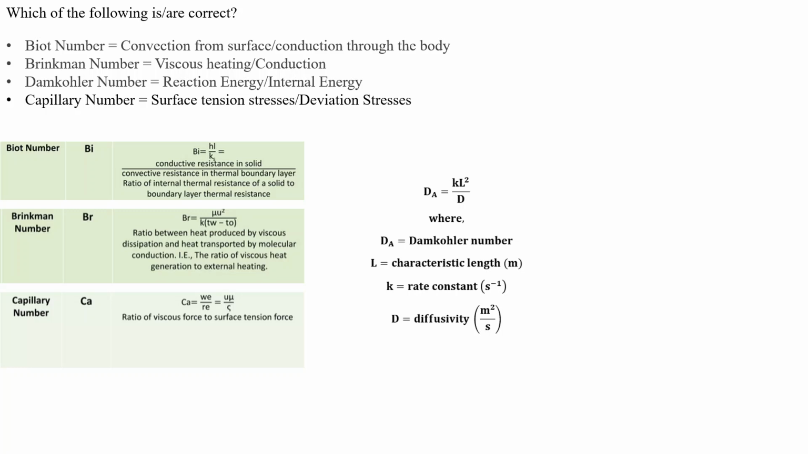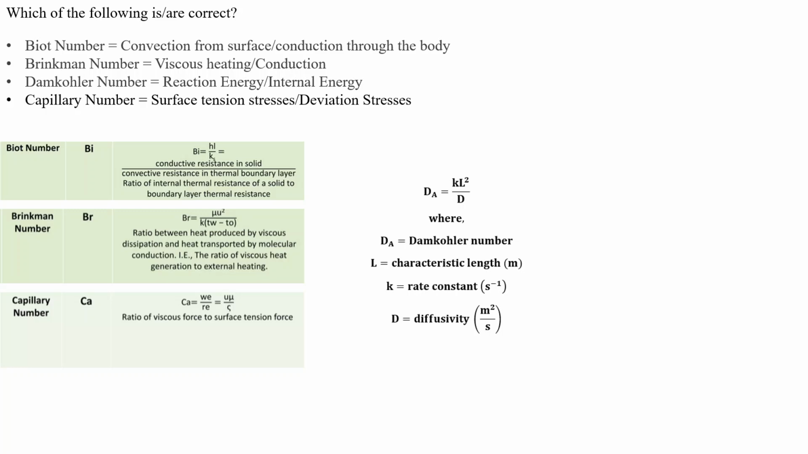Next, we have the Brinkman number, which has been given as viscous heating divided by the conduction. So we have the definition for Brinkman number, that is mu u squared divided by k (Tw minus T0). So it is the ratio between the heat produced by viscous dissipation and heat transported by molecular conduction. The ratio of viscous heat generation to external heating. And exactly that is the definition, and that has been given in the option itself. So you can tell that it's the correct answer.